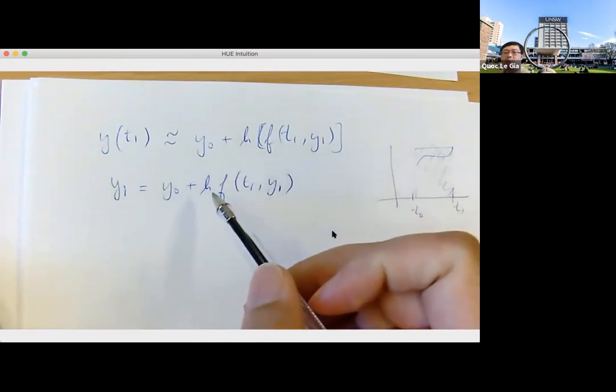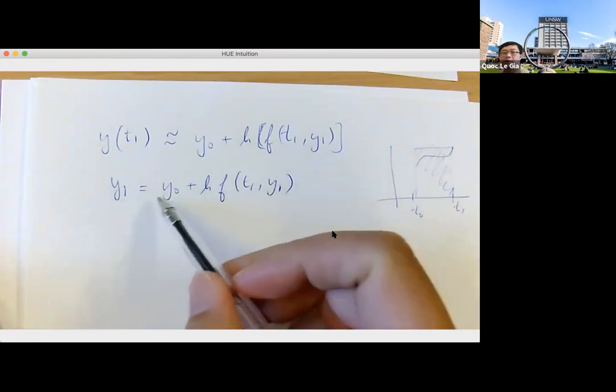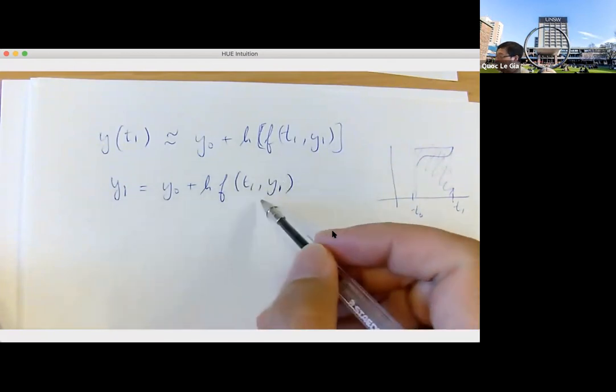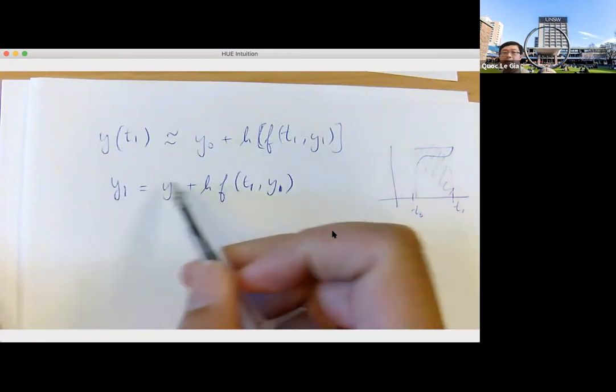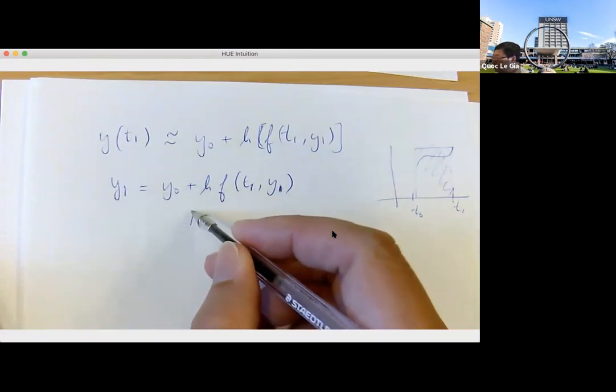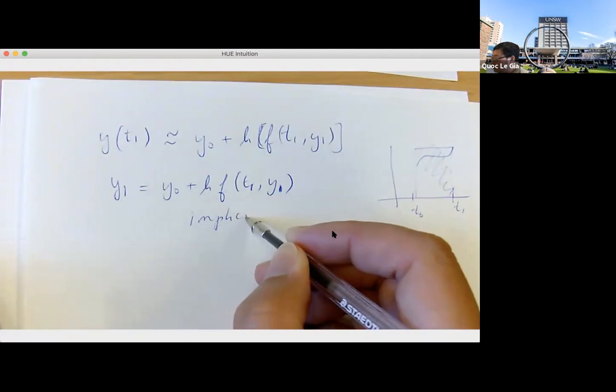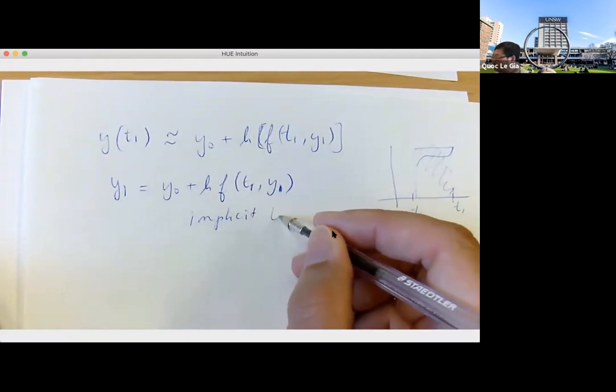So why is it implicit? Well, because you have y1 on the left and y1 on the right. So y1 is defined implicitly. So this one we call the implicit Euler method.